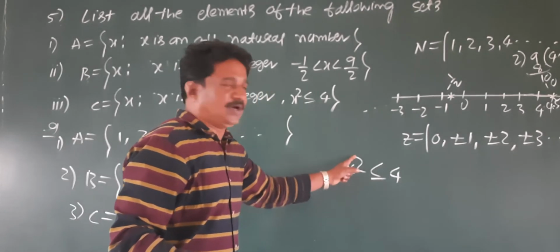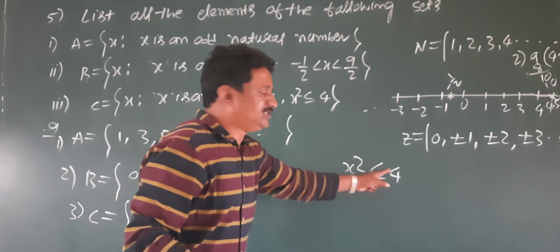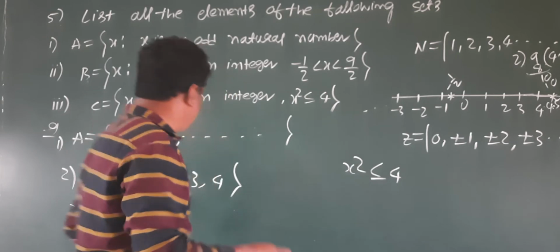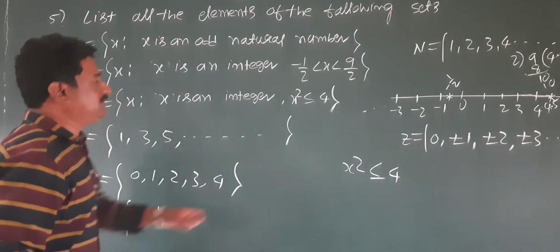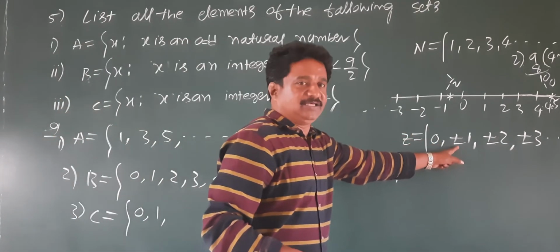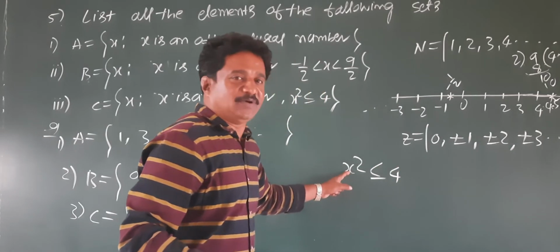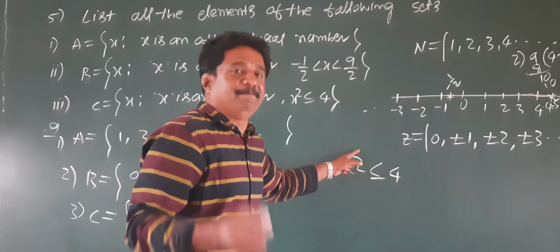So plus 1 square. 1 is less than 4. Collect 1. You collect 1. Next, minus 1. Put x is equal to minus 1. Minus 1 whole square, plus 1.